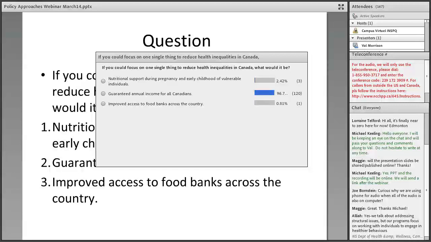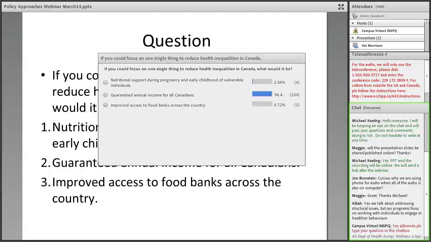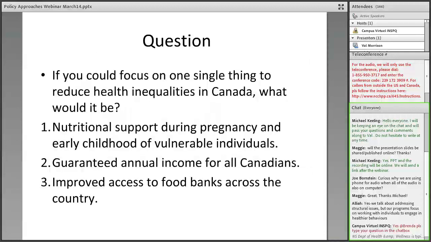It looks like there's a fairly strong tendency there. We did this webinar last week in French, and I was a little surprised. Maybe I'm not as surprised this week because I anticipated that it would be very similar, so that most of you think, in fact, that the single thing, if we had to choose just one, to focus on to reduce health inequalities in Canada would be in the area of a guaranteed annual income. So you're upwards of 95% of you voted that. There is no intended right or wrong answer here, but we can come back and talk about that.